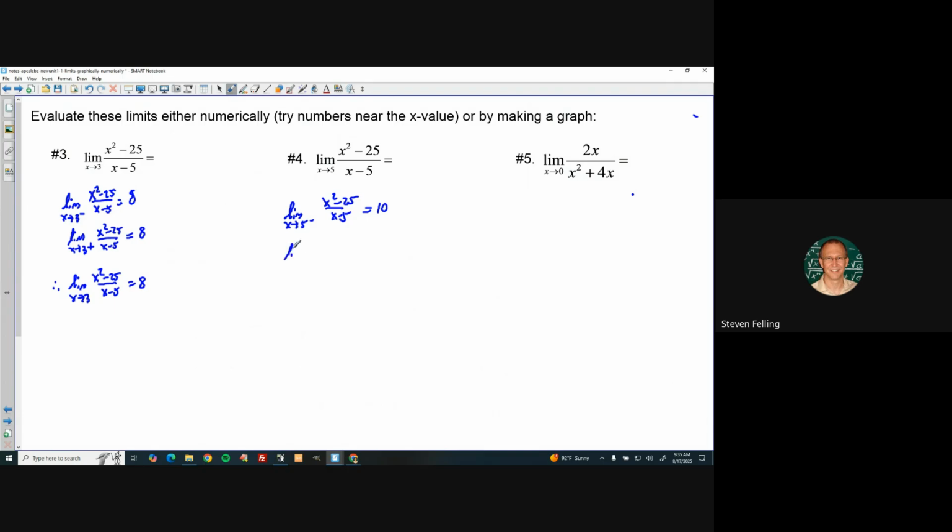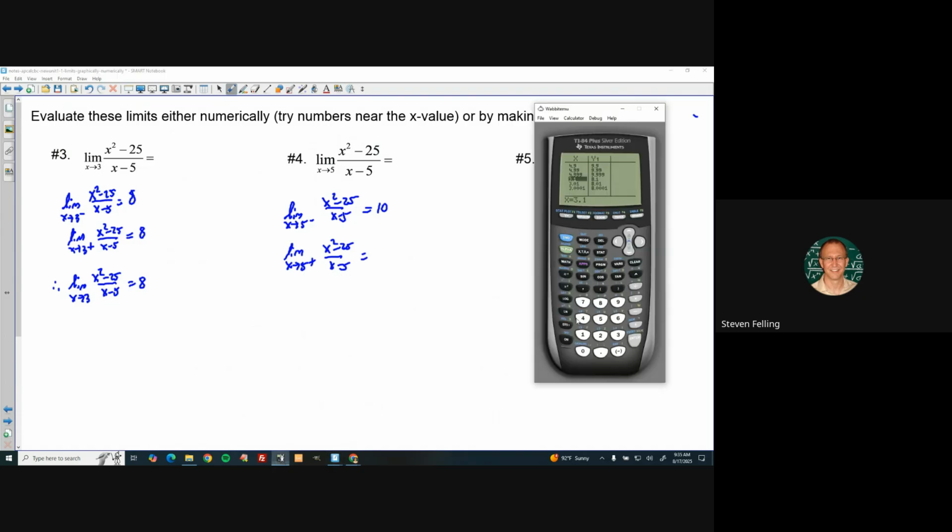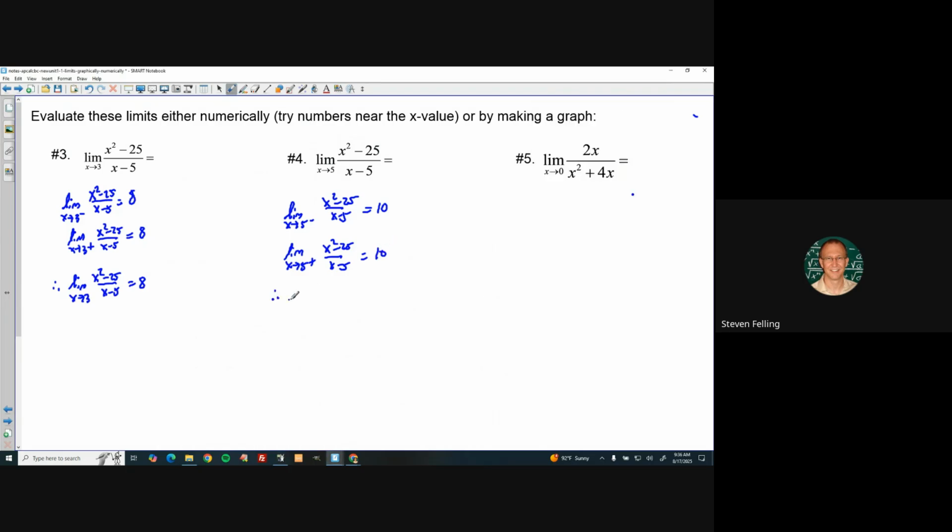And then limit as x approaches 5 from the right of x squared minus 25 over x minus 5. We will plug in some numbers starting above 5, like 5.1, 5.01, 5.001. And that also seems to be coming down to the number 10. So since those are both approaching the same y value, we can say, therefore, the limit as x approaches 5 of x squared minus 25 over x minus 5 is, in fact, equal to 10.